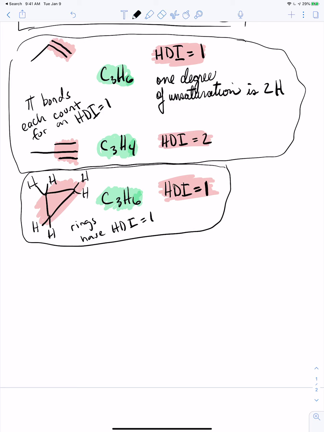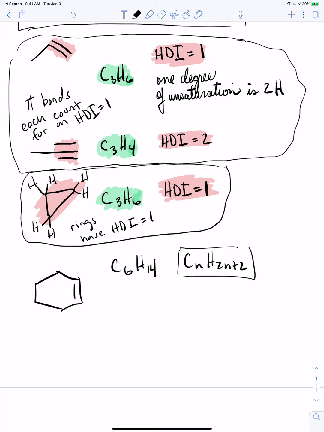Okay. So if we look at another molecule like this, we could ask, what's the HDI of this? Well, it's got 6 carbons, so you want to use the parent chain to deduce it. What would the fully saturated molecule be? It'd be 6 times 2 plus 2, so H14. And remember, that comes from this formula, which is one of the first things we learned in the course that maybe you've forgotten. This gives you whatever the saturated alkane is going to be.